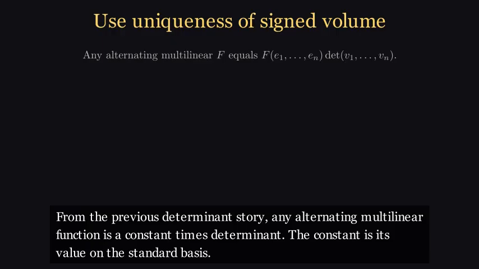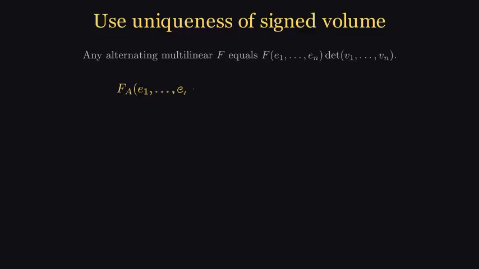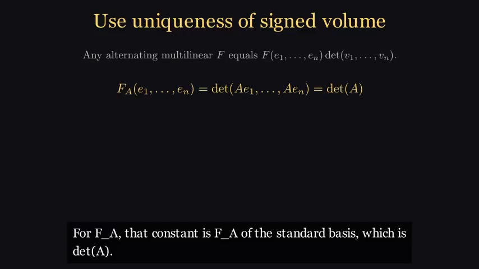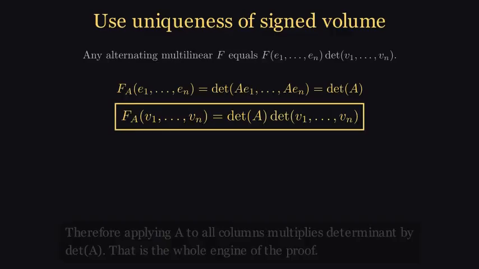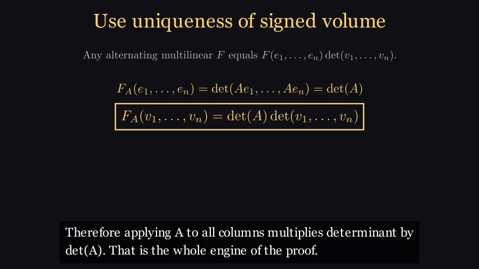From the previous determinant story, any alternating multilinear function is a constant times determinant. The constant is its value on the standard basis. For f sub A, that constant is f sub A of the standard basis, which is determinant of A. Therefore applying A to all columns multiplies determinant by determinant of A. That is the whole engine of the proof.